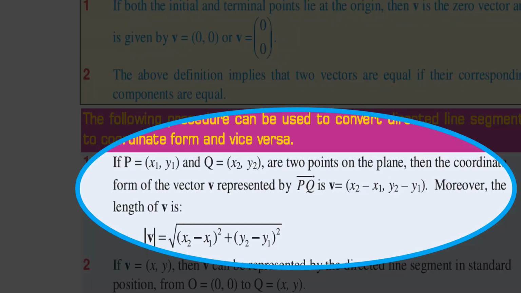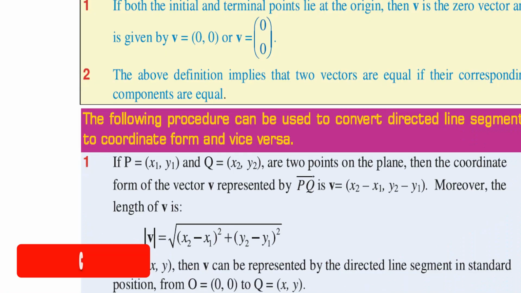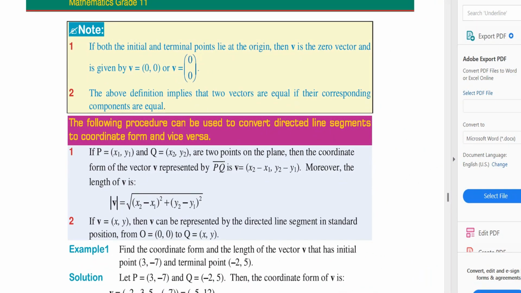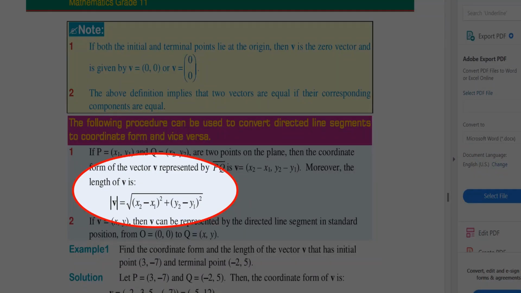By definition, if we have two points, we can draw a vector from one point P, represented by (x1, y1), to another point, the terminal point Q, (x2, y2), on the same plane. Then we can form a vector V, represented by PQ, by the formula V equals (x2 - x1, y2 - y1). Moreover, the length of the vector V, which is also called the magnitude, size, or the norm of the vector, is given by this formula.